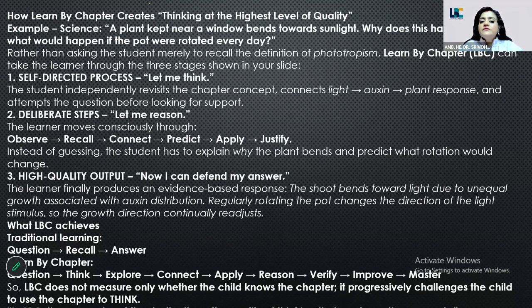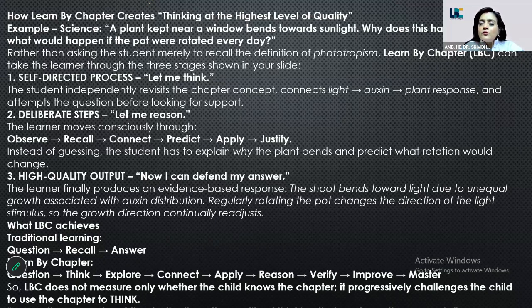a method that takes the learner through 3 different stages as shown. Self-directed process, let me think. The student independently revisits chapter concepts, connects light, auxin, plant response, and attempts a question before looking for any support. Deliberate steps, let me reason. The learner moves conscientiously to observe, recall, reconnect, predict, apply, and justify. This is not guessing, and the student has to explain why.